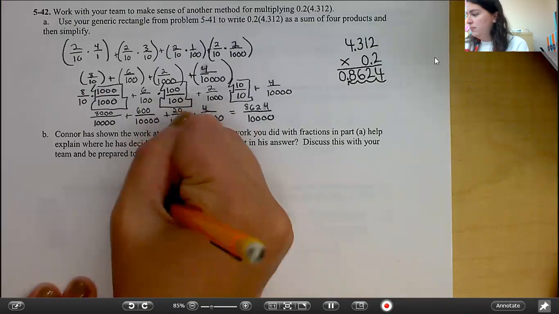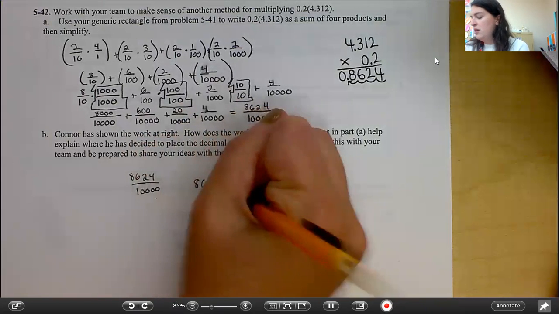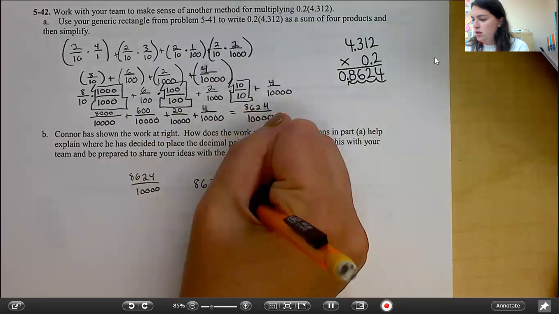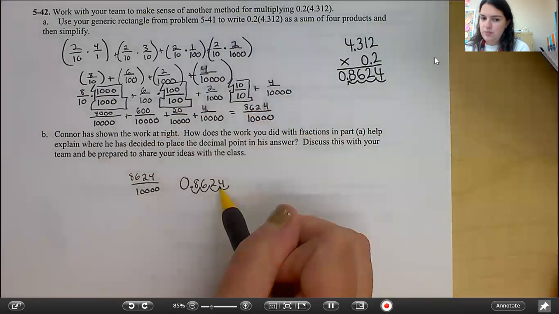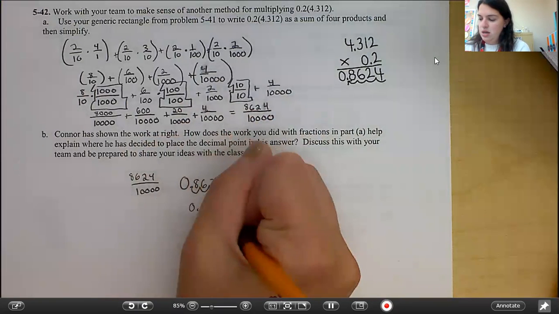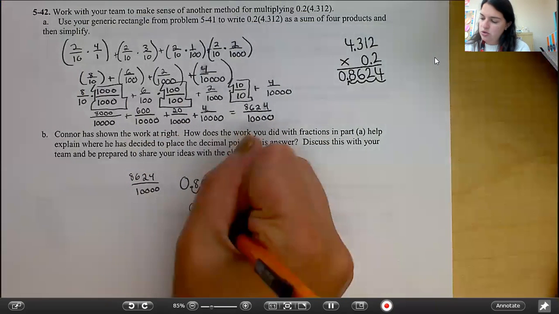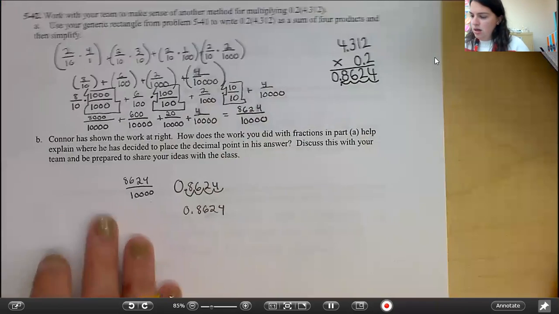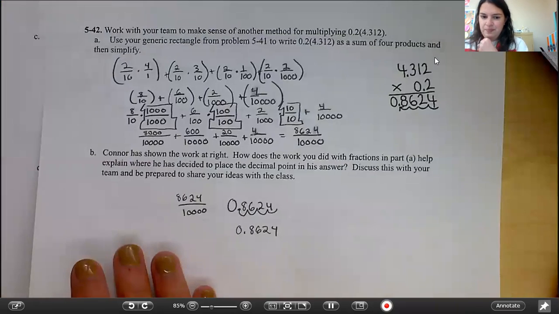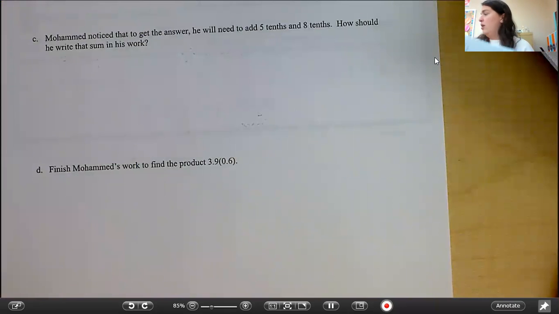So if we had 8,624 over 10,000, that 10,000 is telling you where you put the decimal place. So if I have 8,624, my decimal's over here, I need to move it 1, 2, 3, 4 places because of the 10,000th place. So 0.8624 is your answer. That was my fault because I had 8 up there and that was not correct. I do not believe, let me double check. Yeah, that was not correct. So that is correct now.